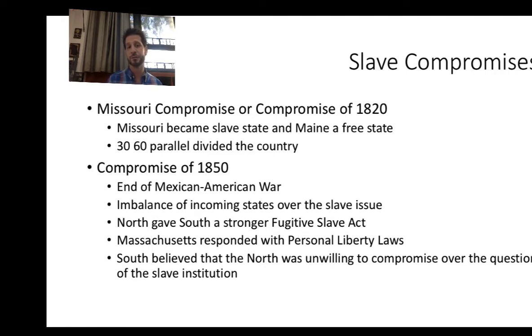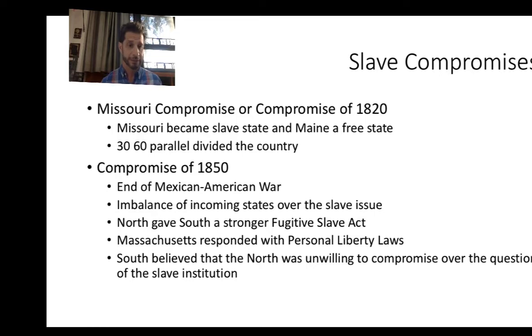Well, this comes into a problem at the Compromise of 1850. At the end of the Mexican-American War, we have a ton of new territories coming into the country, places like California, places like Nevada and New Mexico and Utah. And when you add up all those different states, there would have been an imbalance of the incoming states. Basically, the North would have a 2-state advantage. So in order to get the South to buy into this, the North gave the South a stronger Fugitive Slave Act.